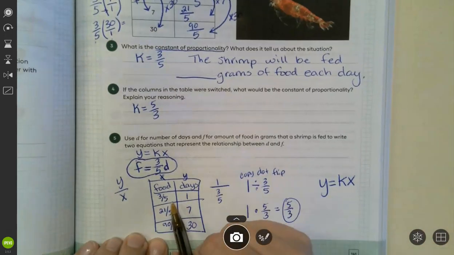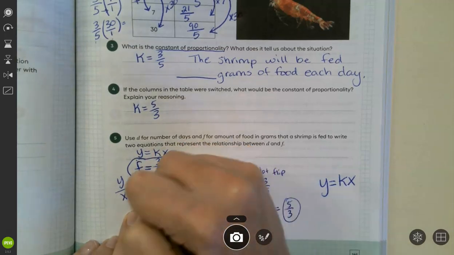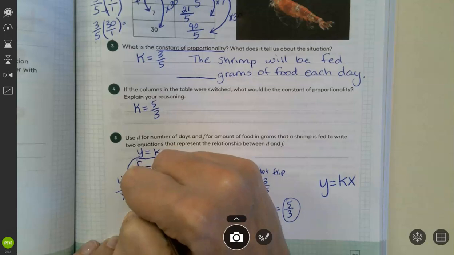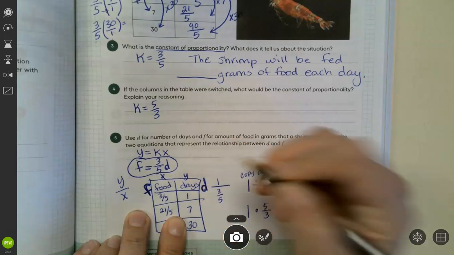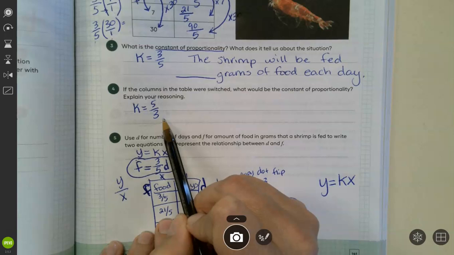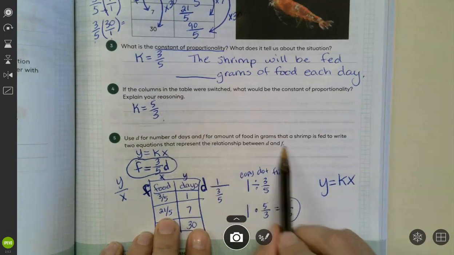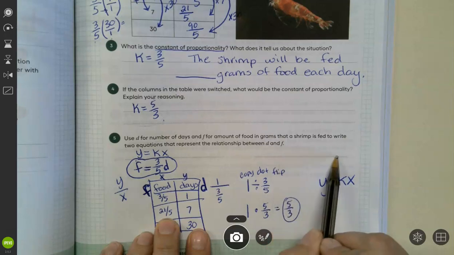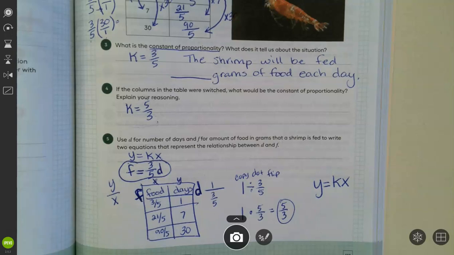Let's look at the second one. Okay, remember F is for food, so I'm going to put F over here. I'm going to make it kind of big so it stands out. And D was for our days. So we're going to write the other equation. Remember, this constant of proportionality is the K in our equation. We're going to replace the K with this number now. You are going to write the equation here. Make sure that your equation has that constant of proportionality and is using F and D, not Y and X.